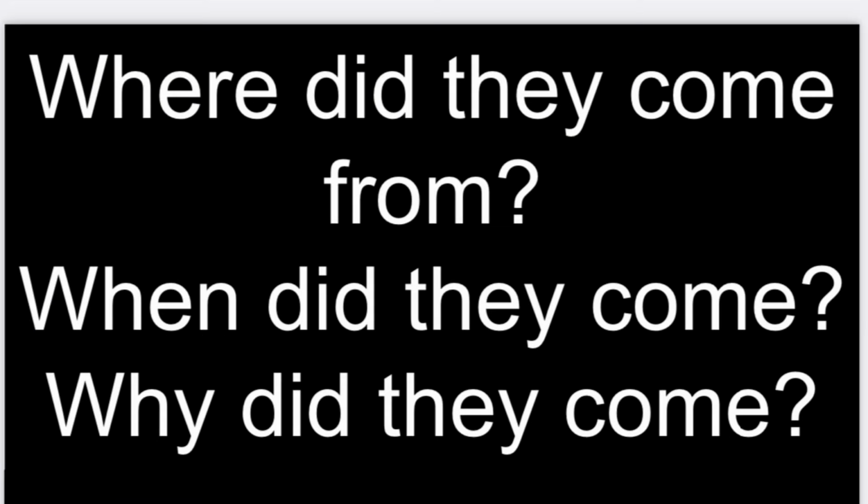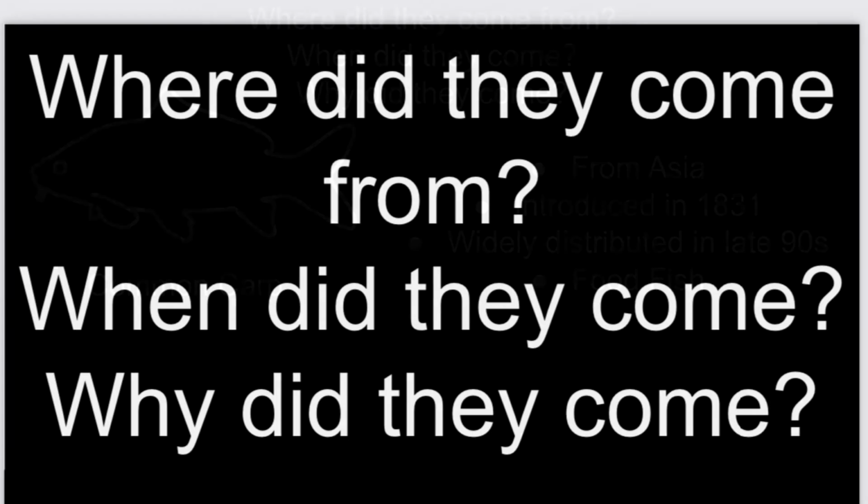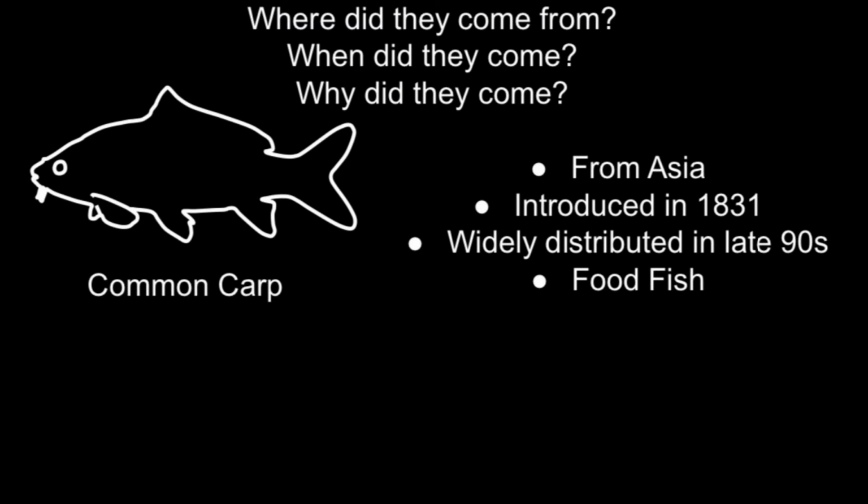Where did they come from? When did they come? And why did they come? Let's kick it off first with common carp. Introduced to the United States in 1831, they were widely distributed by the late 1800s as a food fish. However, people don't like eating them now and they turned out to be super invasive after being left uncontrolled in the wild.